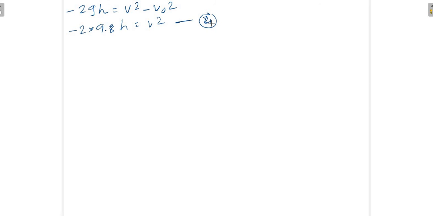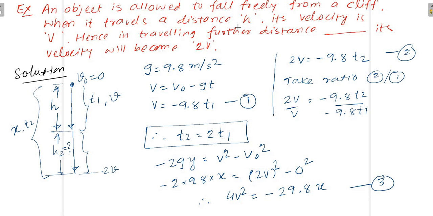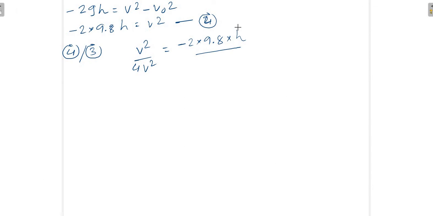So if I take ratio of 4 divided by 3, so what do I get? v square divided by 4v square is equal to minus 2 into 9.8 into h divided by, what was the previous one? Yeah, minus 2 into 9.8 into x, right? So v square gets cancelled out. 9.8 to everything gets cancelled out. So what do we know? That x is 4 times h.